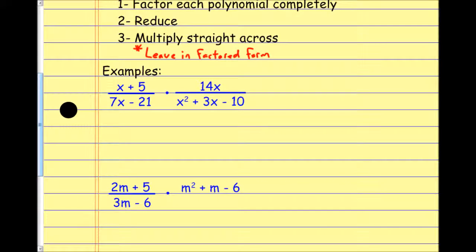So if I look at this first one again, I want to factor everything completely. So like an x plus 5, I can't do anything with. I'm going to leave it as an x plus 5. Underneath here, the 7x minus 21, I can factor a 7 out, which leaves me with an x minus 3. Over here, the 14x, I can't really do anything with. It's a 14 times an x that's already in factored form.